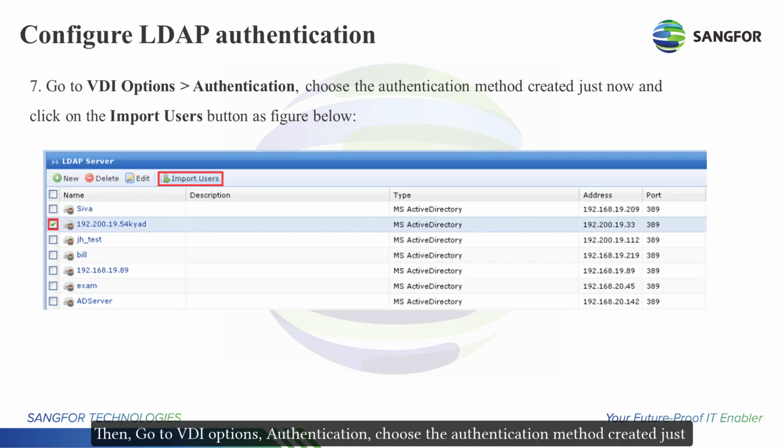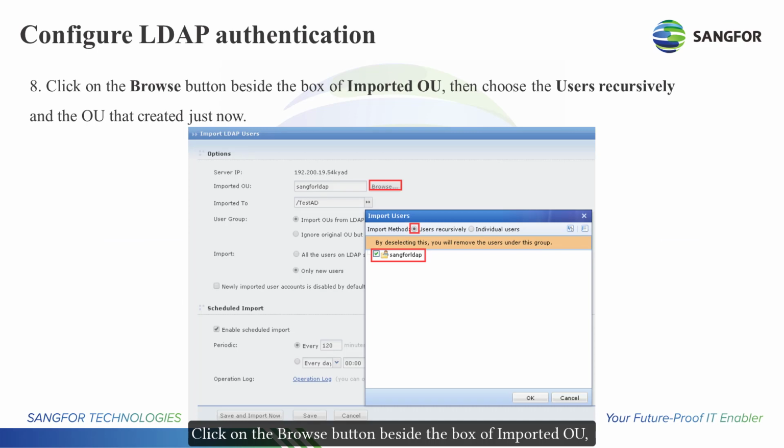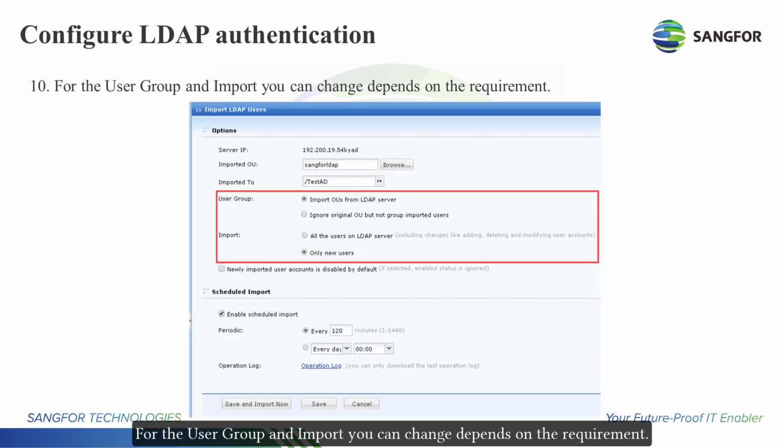Then, go to VDI Options, Authentication, choose the authentication method created just now and click on the Import Users button as figure below. Click on the Browse button beside the box of imported OU, then choose the users recursively and the OU that created just now. Click the button beside the box of imported to choose the user group that created just now. For the user group and import you can change depends on the requirement.